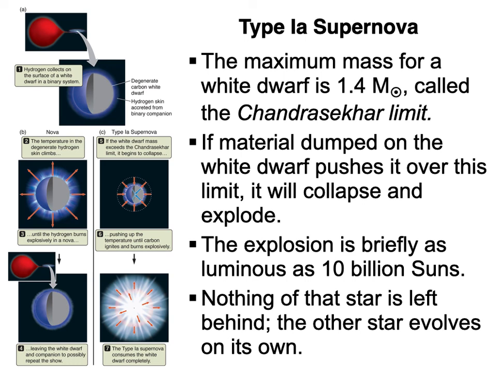So the material gets dumped on the white dwarf, pushes it over that limit, and now instead of just those outer gases exploding, the entire star explodes. It goes supernova. And nothing is left behind from this explosion, right? It could collapse into a black hole. It could just obliterate the star entirely. But it's completely destroyed, leaving the other star that was spilling material over onto it to just kind of evolve on its own. Now we can kind of tease all that stuff out.